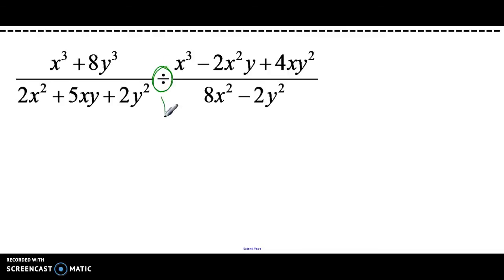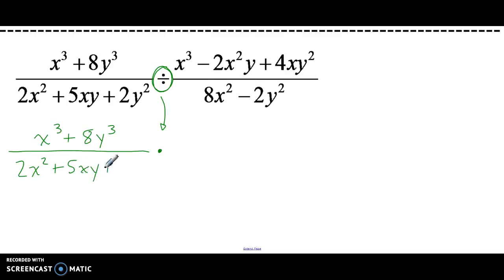The way it converts into multiplication is you leave the first fraction alone. You just sort of copy it down. So the numerator is still x cubed plus 8y cubed. The denominator is still 2x squared plus 5xy plus 2y squared. It's multiplication now, and the second fraction gets flipped upside down.